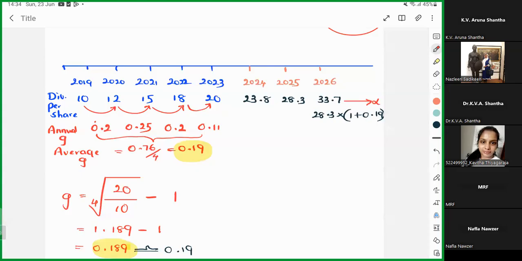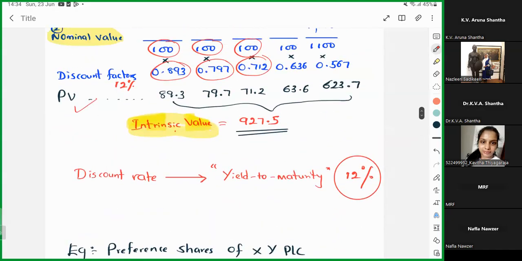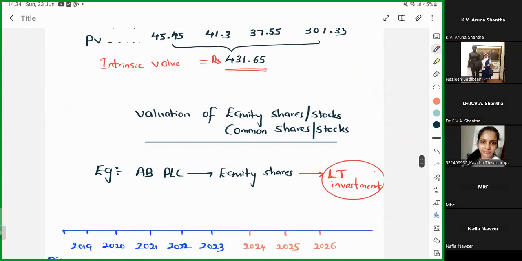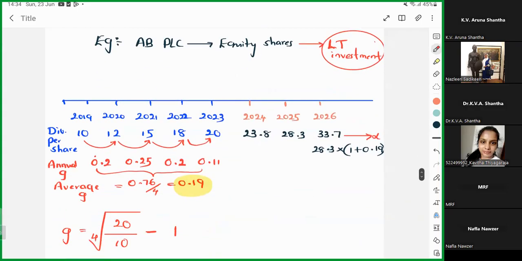If you are making a short-term or medium-term investment, you can forecast the dividend like this and calculate the value per share. If it is long-term, you have to develop an assumption about the company's dividend pattern.